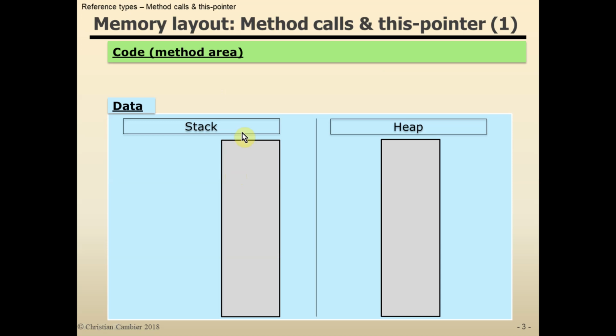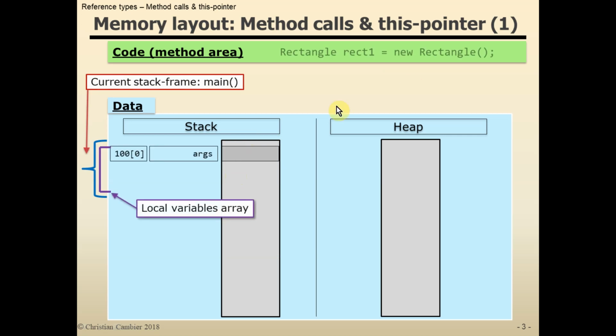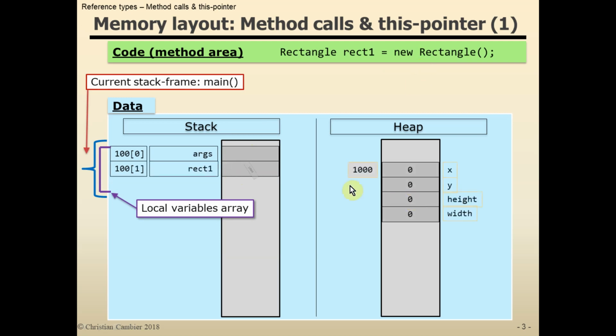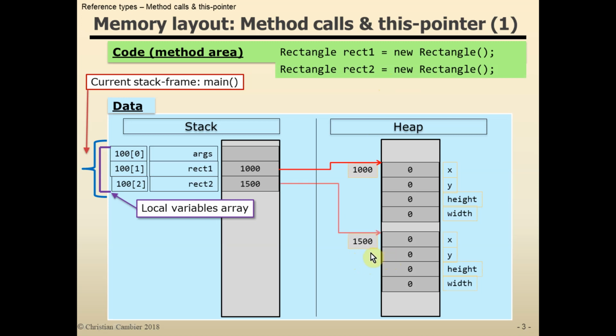Let's start by setting up the stack frame of the main method with its arguments parameter. Then the creation of the first rectangle object at address 1000, and the creation of the second rectangle object at fictional address 1500. Looking at the internal structure of the object, which is exactly the same as explained in a previous demo where no set method was defined in the rectangle class, that answers our first question right away. Adding a method to a class doesn't change the physical representation of the object on the heap.